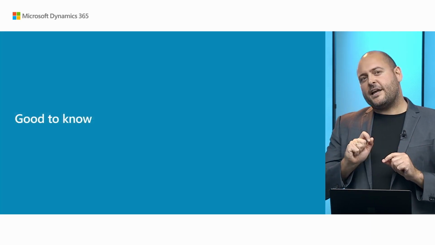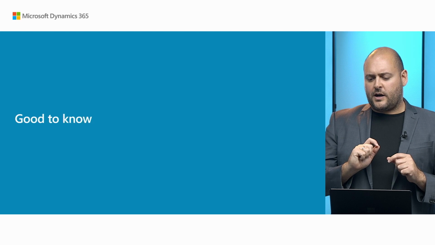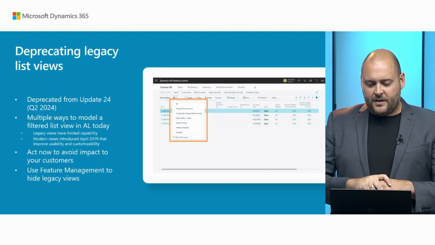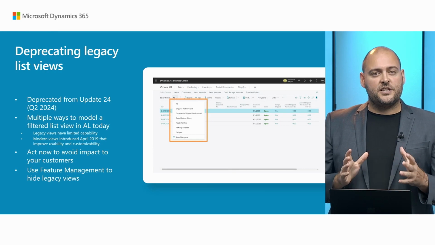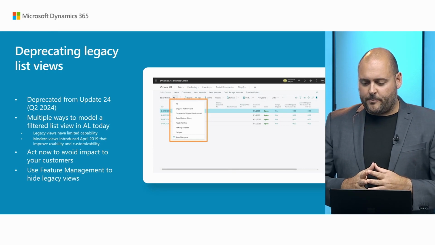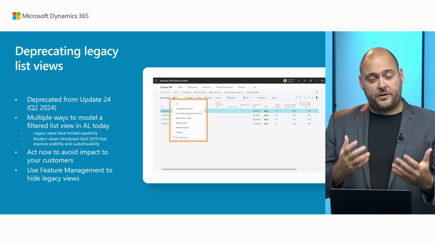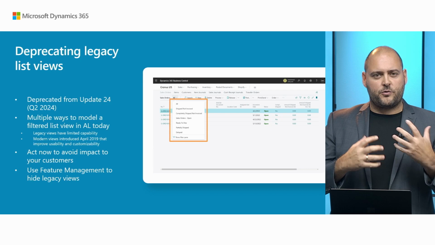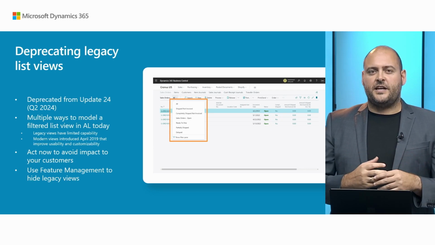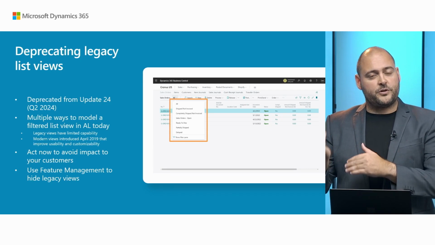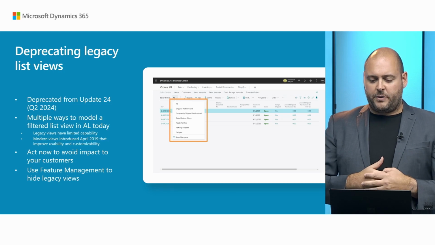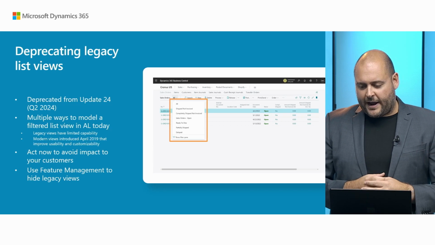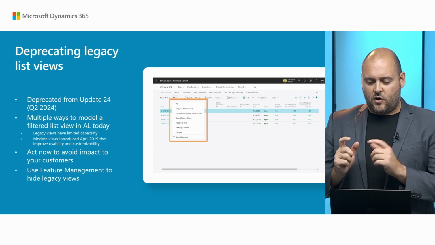Now, before we get to the next section, I just want to take a minute to share a few things related to the web client that I think are really good for you to know. About a year ago, we announced that legacy list views are going away. We said we were deprecating legacy list views in update 23. That's the older model in AL of creating a filtered list, and you'd have to bake that into your role center, or you could create legacy list views through the UI in the past. But we'd like to give our community a little more time to act and migrate their legacy list views over to the newer model.